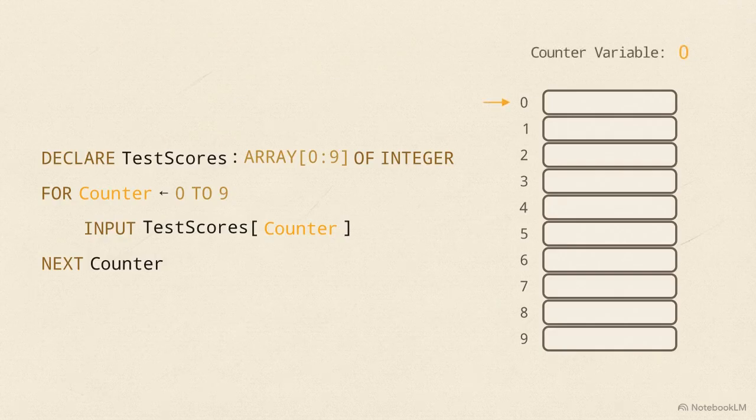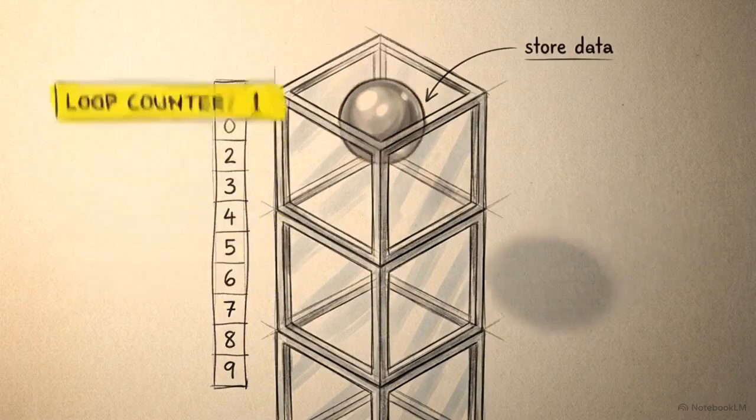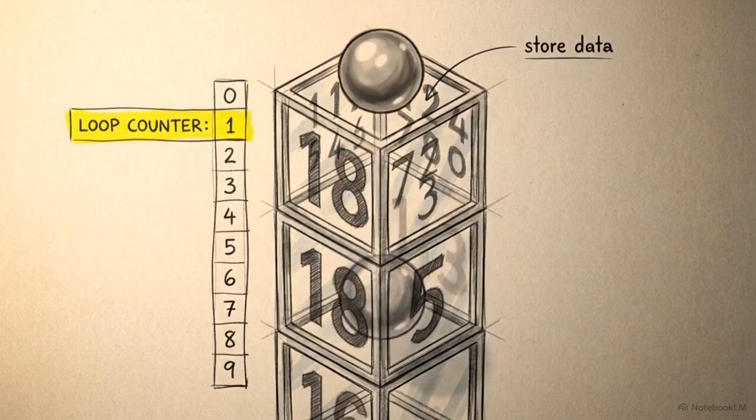On the first cycle, the counter is 0. The program targets index 0, and the first score is stored. The loop iterates, automatically incrementing the counter to 1. The readhead shifts to the next index, and the second score is stored. This process repeats through indices 2 through 9 until the loop reaches the final defined boundary. The execution logic remained constant. Only the dynamically mapped index variable changed, allowing a single line of code to process the entire list.